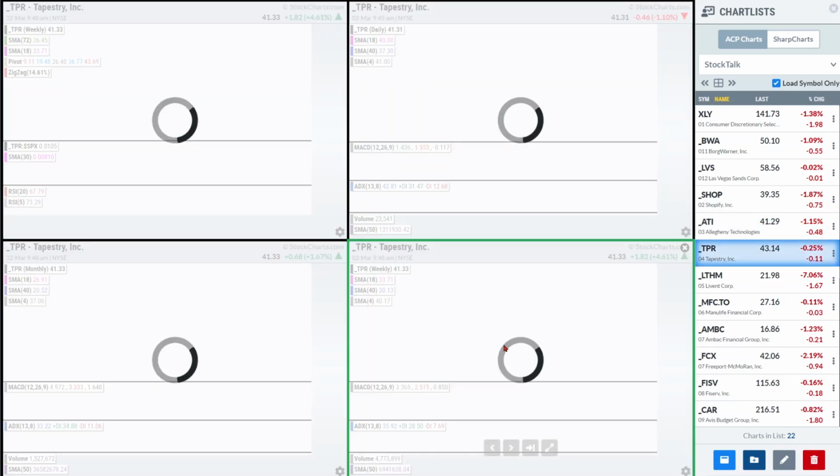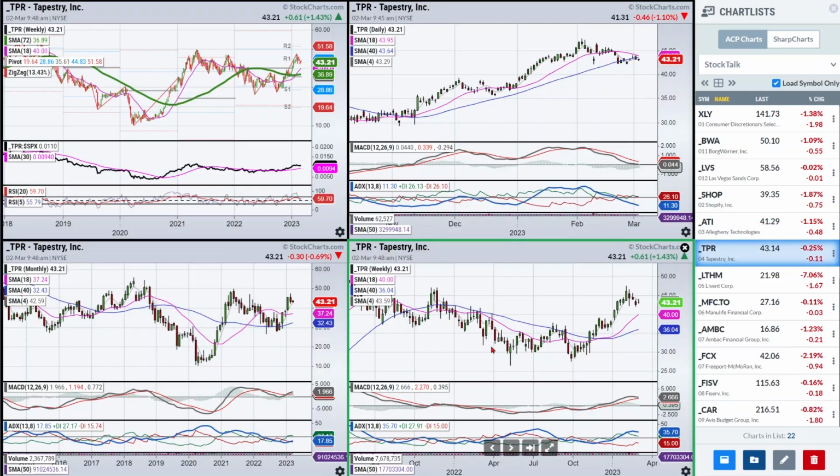Okay, let's look at TPR. So this got requested a couple of times, and I really like the looks of this. This has a pretty attractive pattern. Look at how the monthly chart, we had pretty good price action crossing back above the 18-month line. And now we're starting to pause and pull back.